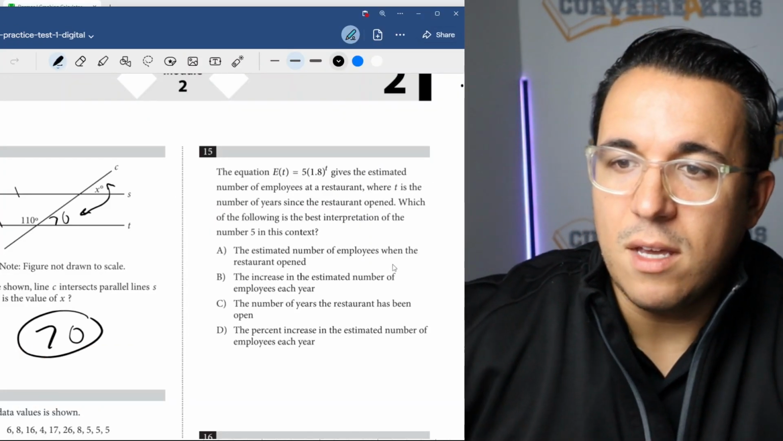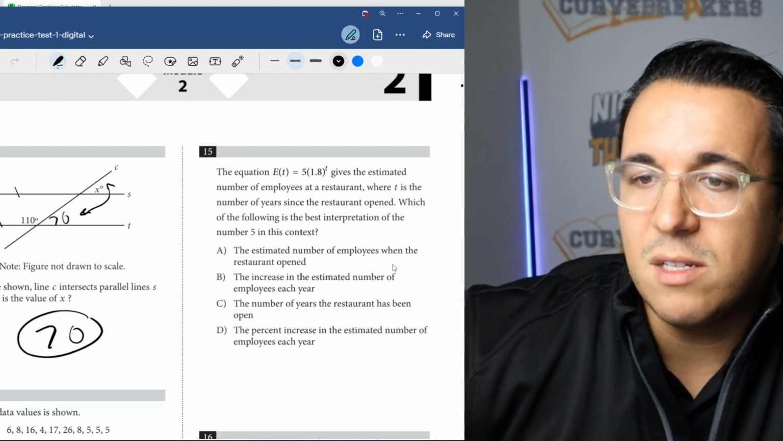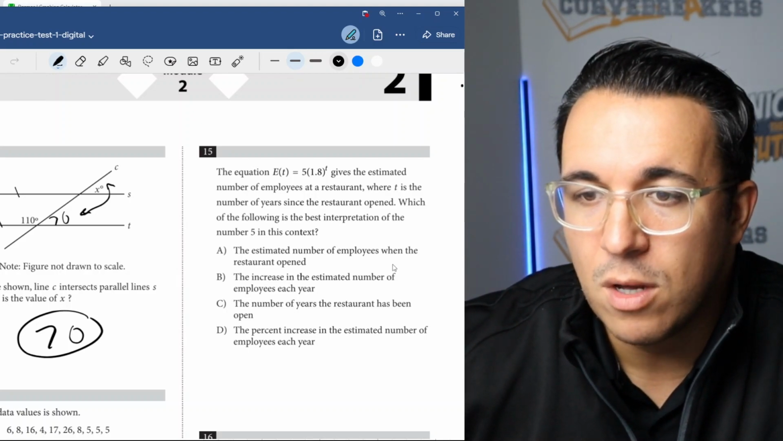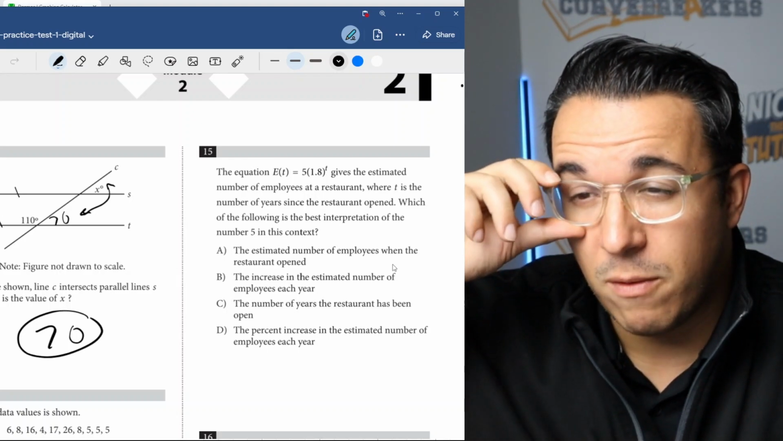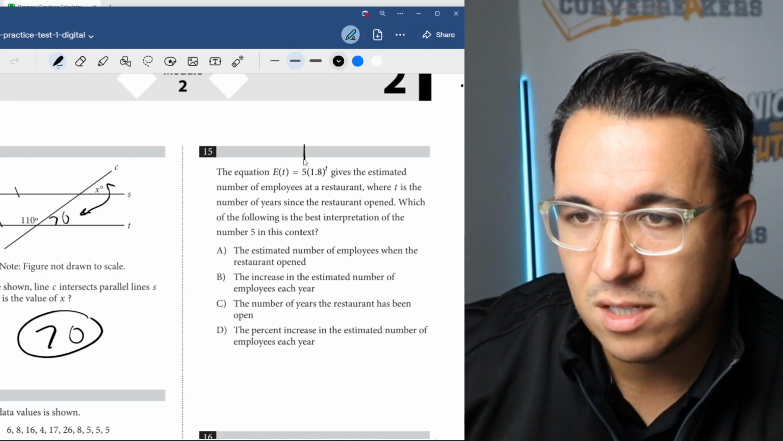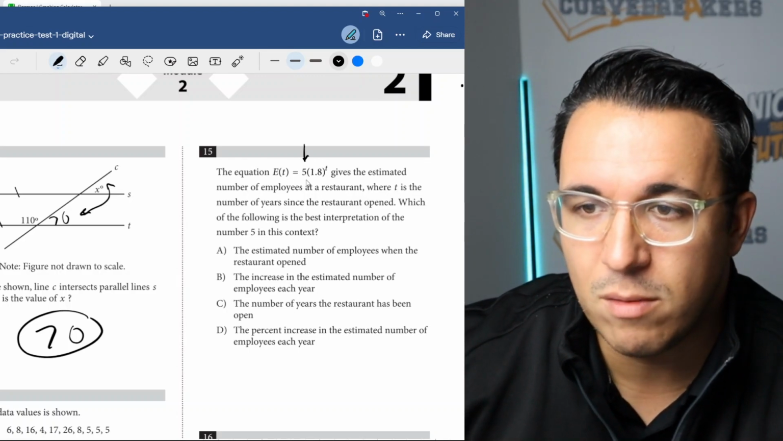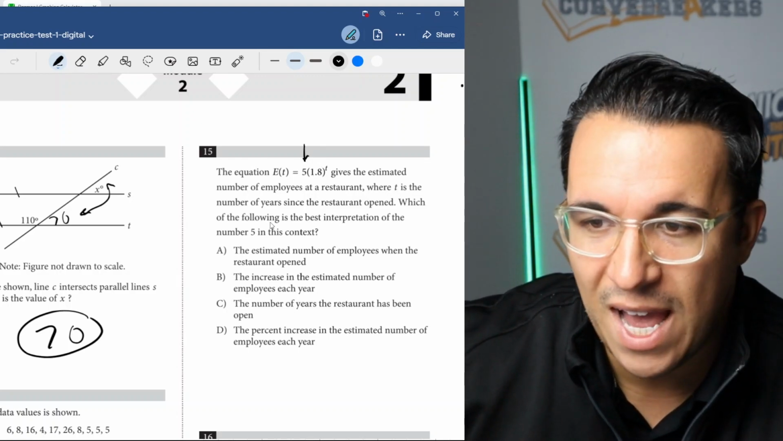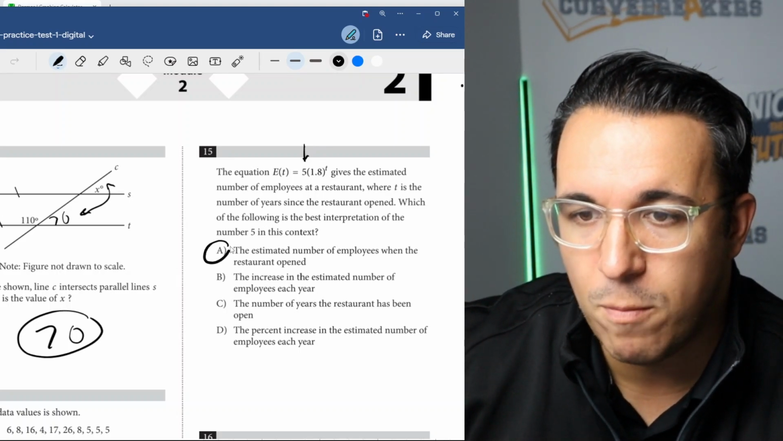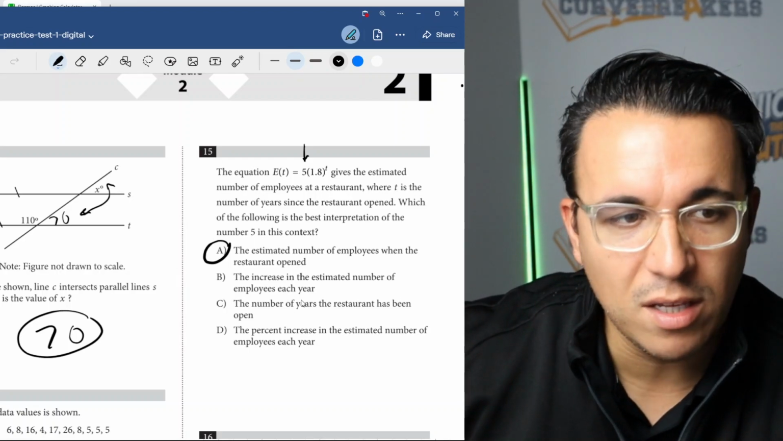The equation E of t equals 5 times 1.8 to the t is the estimated number of employees at a restaurant where t is the number of years since the restaurant opened. Which of the following is the best interpretation? Number 5. So this is a formula for exponential growth. This is the principal or the starting value. So that would be how many employees the restaurant had at the start. So let's see, A, the estimated number of employees when the restaurant opened. That's probably going to be the correct answer. Let's go with letter A.